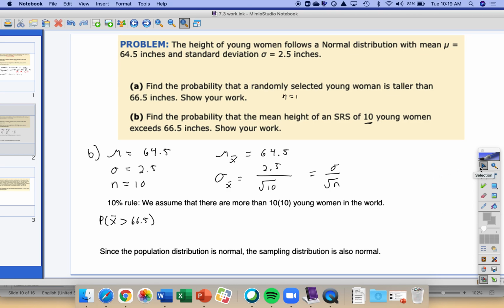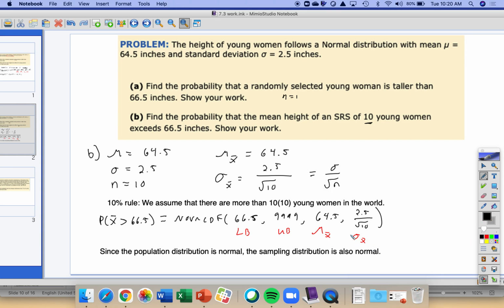So because my sampling distribution is also normal, I can go ahead and use a normal CDF to solve my problem. So norm CDF, lower bound 66.5, upper bound 9999, mean is 64.5, and standard deviation is 2.5 divided by the square root of 10. And when I'm labeling this, it'll be lower bound, upper bound, the mean of x bar, and the standard deviation of x bar.